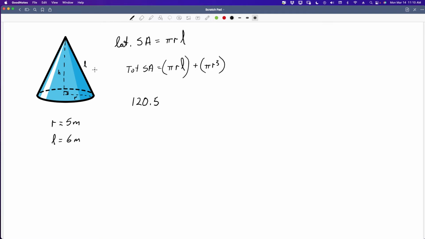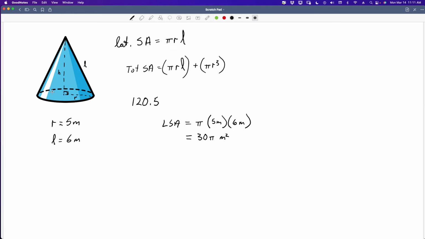So first we're going to find the cone surface area, the lateral surface area around the top of the cone. So we're going to say the lateral surface area is equal to pi times the radius, which is 5 meters, times the slant height, which is 6 meters. So the lateral surface area is equal to 30 pi meters squared. So that's all of this around the top is 30 pi meters squared.